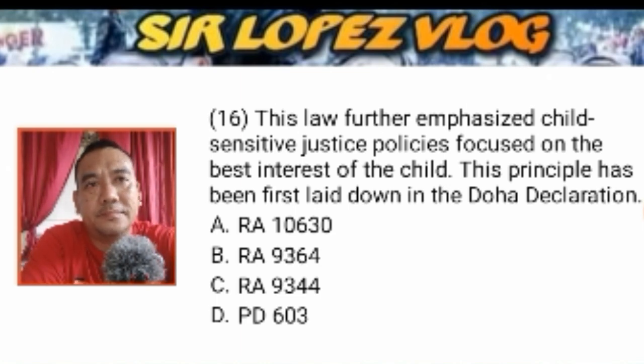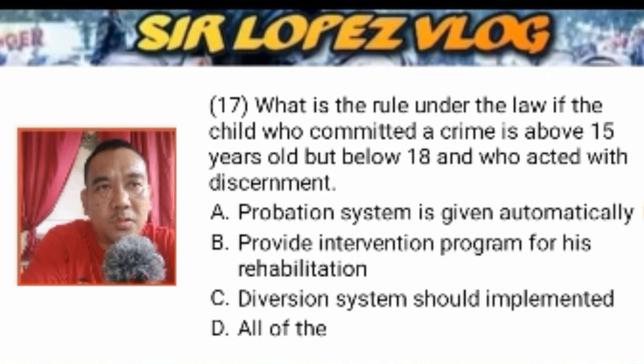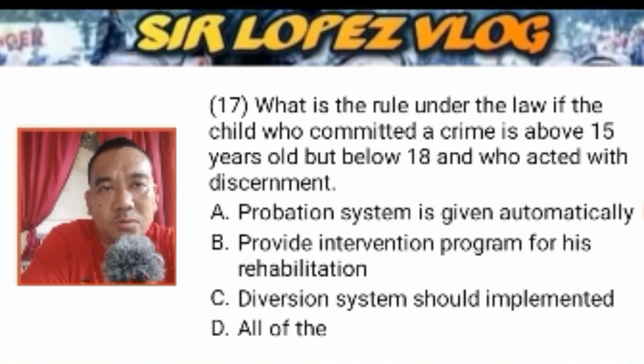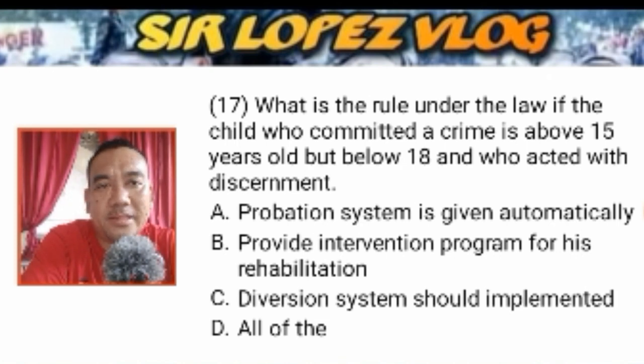Number 17. What is the rule under the law if the child who committed the crime is above 15 years old but below 18 and who acted with discernment? A. Probation system is given automatically. Letter B. Provide intervention program for his rehabilitation. Letter C. Diversion system should be implemented. Or letter D, all of them. Okay? All of them is letter D. It's just missing letter M.